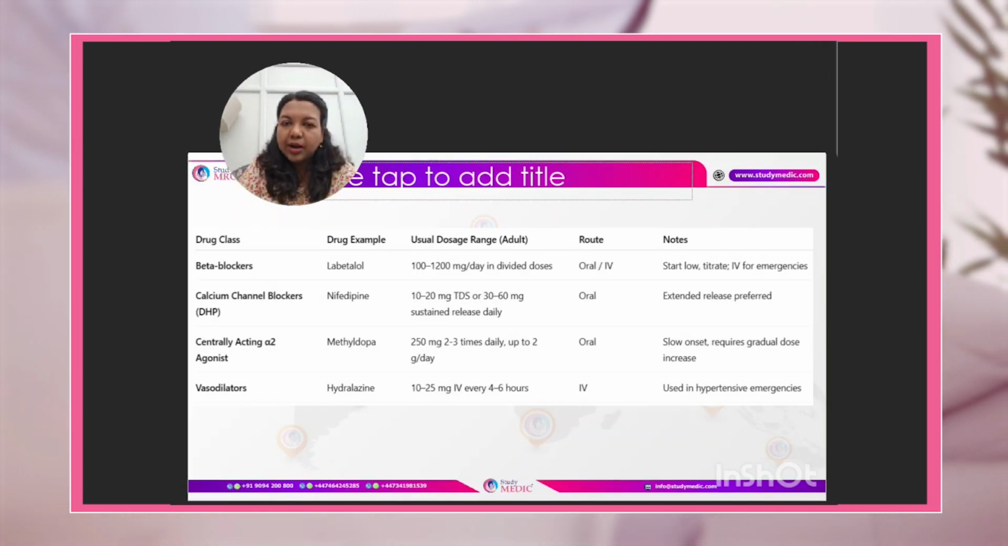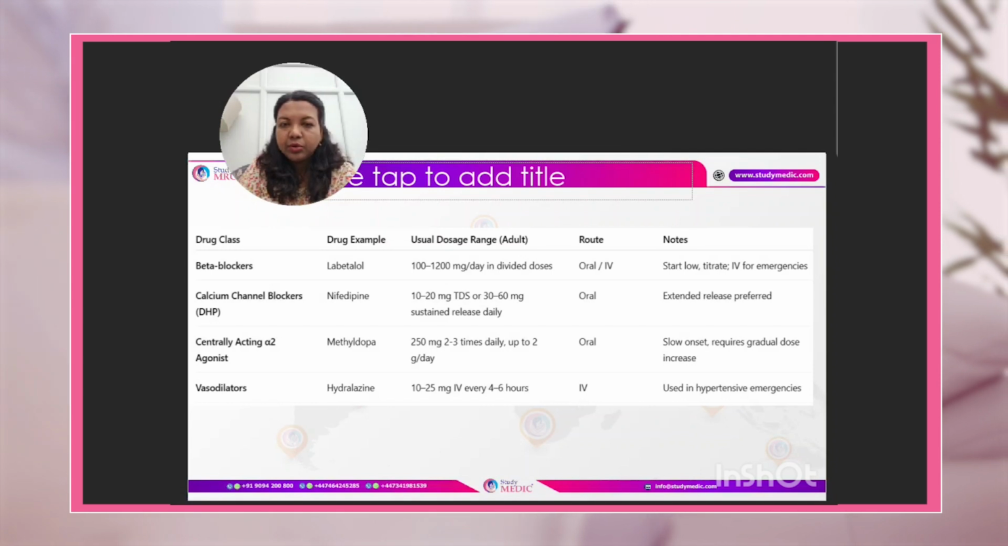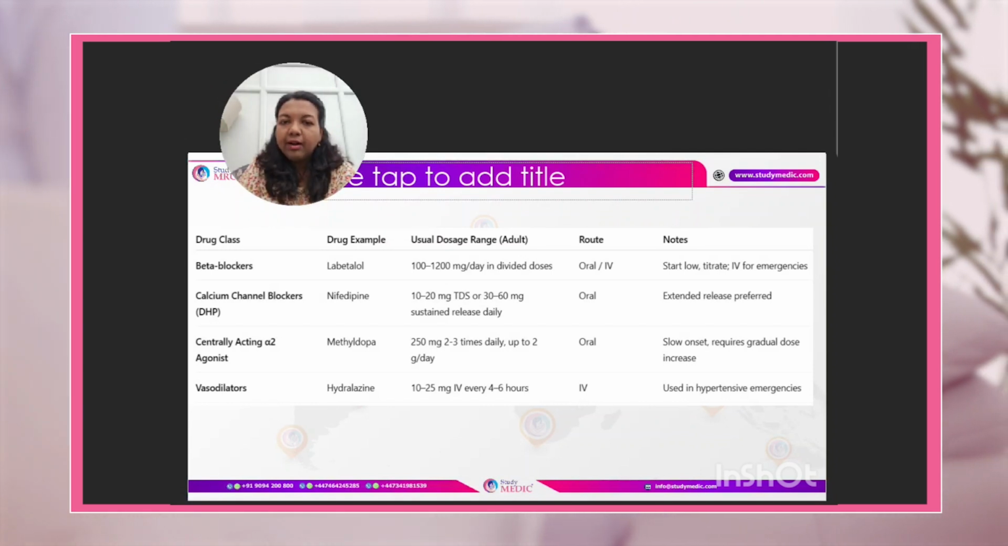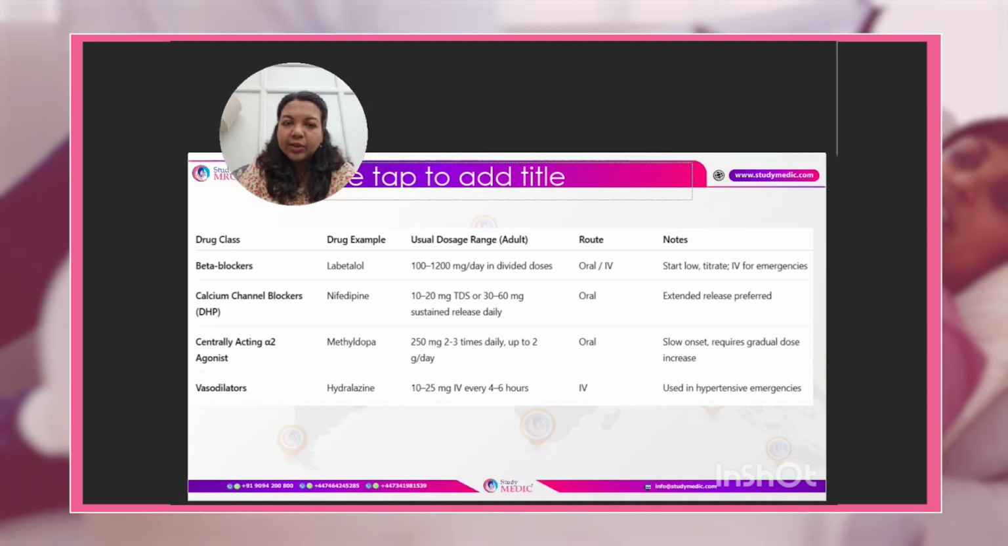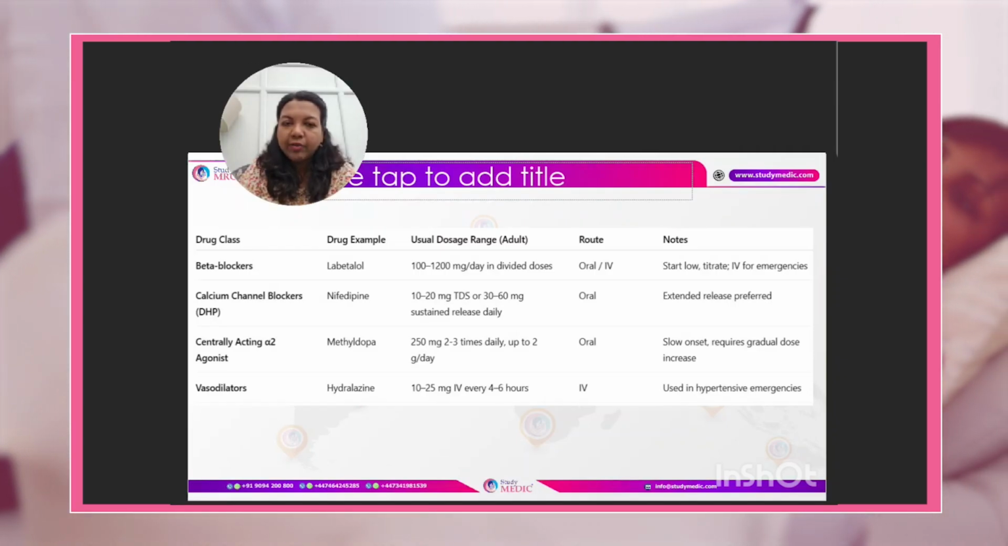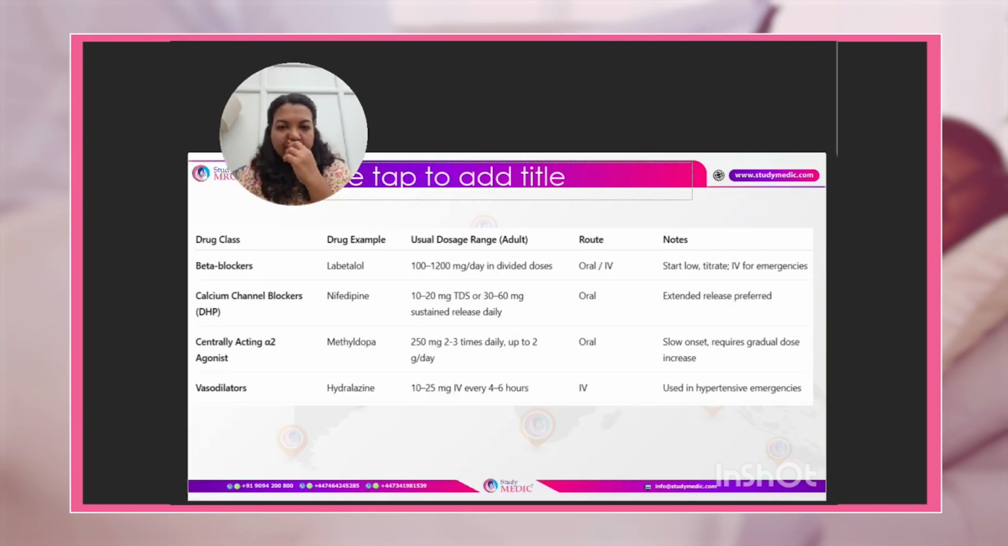And alpha methyldopa is usually given as 250 milligrams 2 to 3 times daily, up to 2 grams per day. Hydralazine is given as a dose of 25 milligrams, oral or IV preparation, and that can be given twice daily or thrice daily.